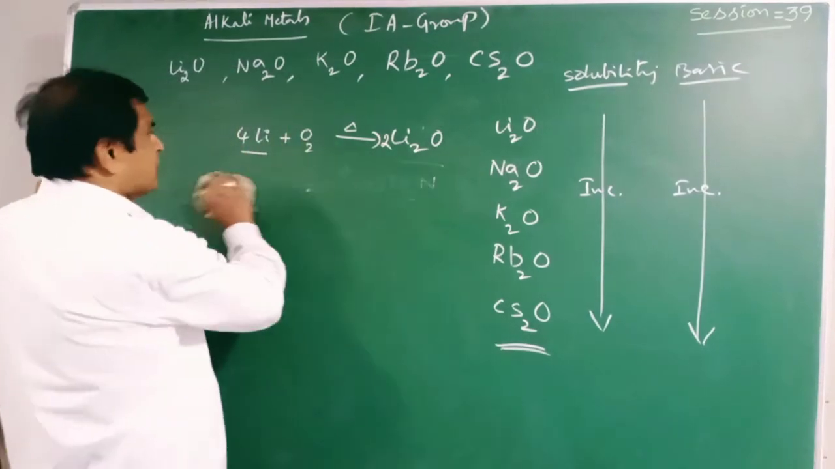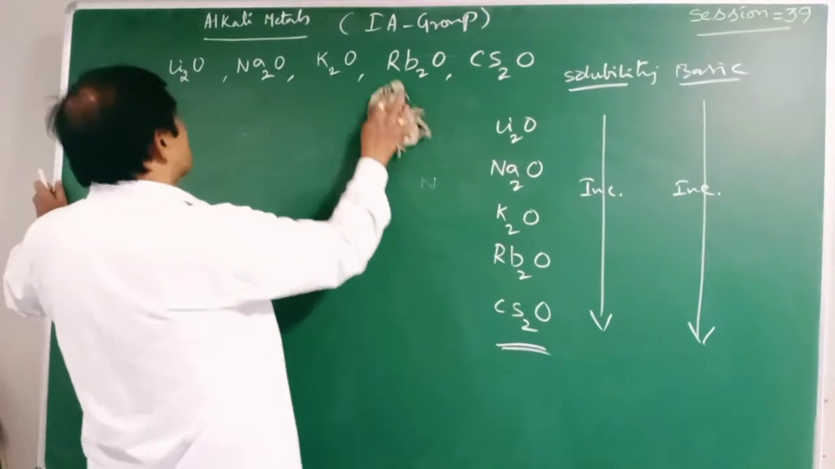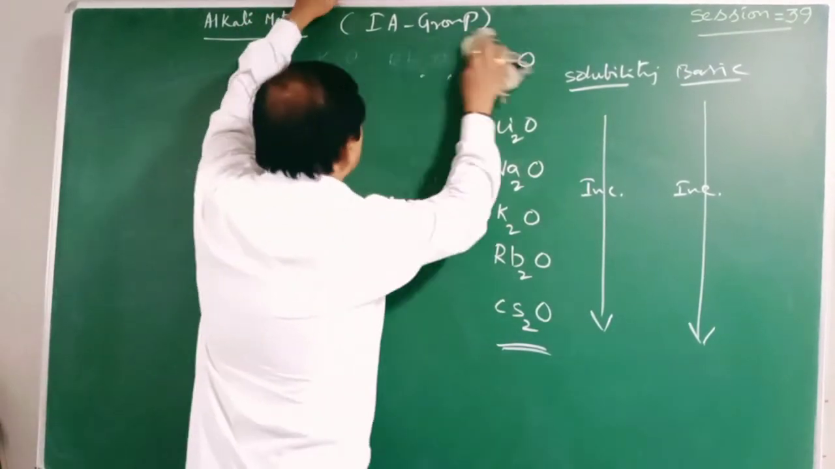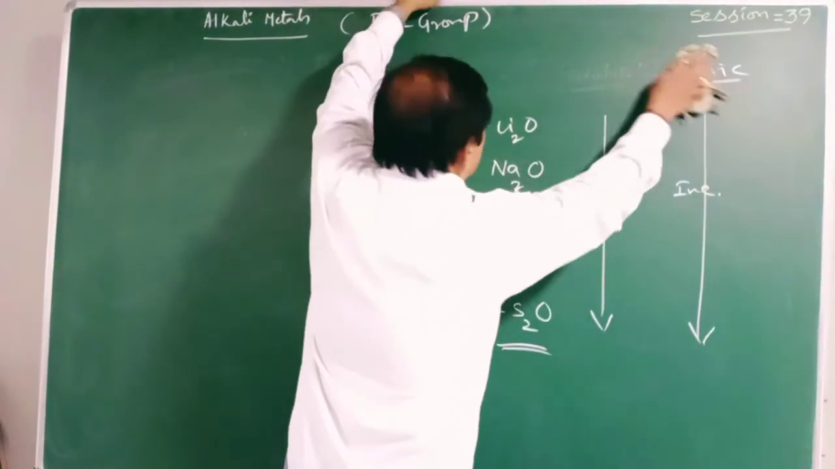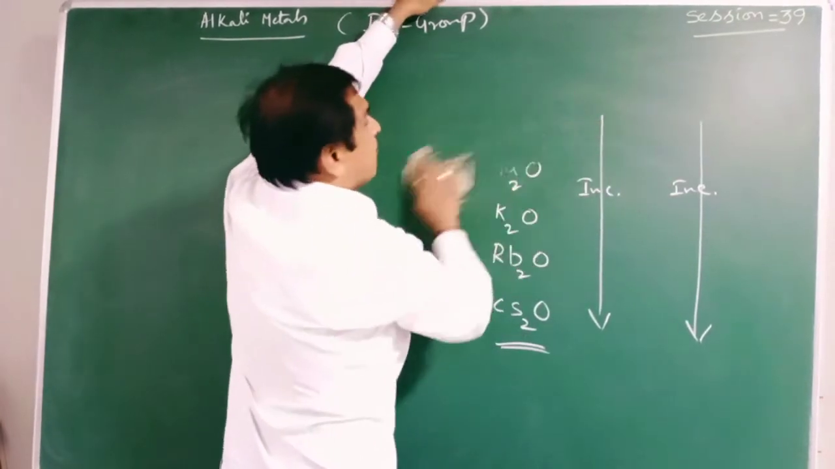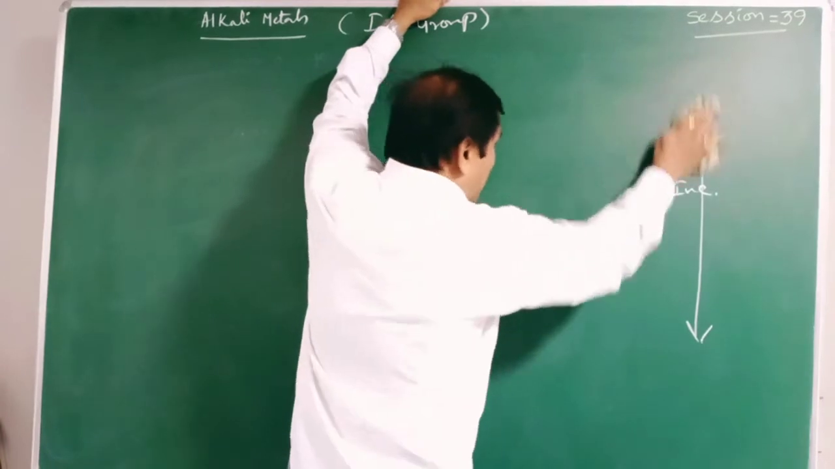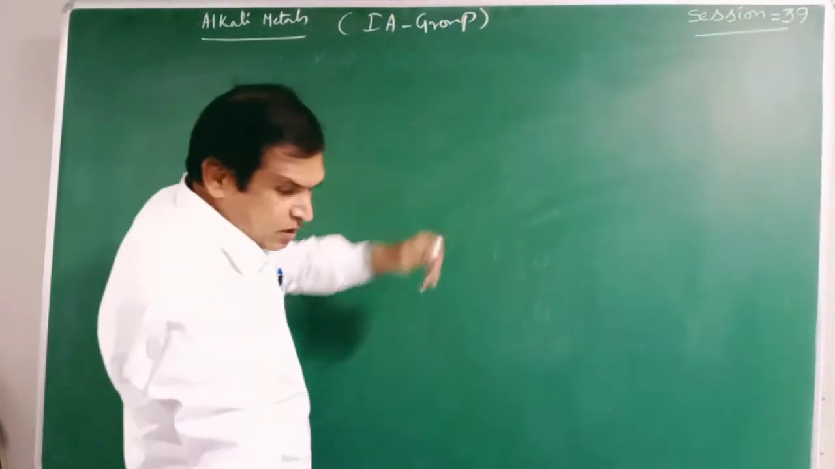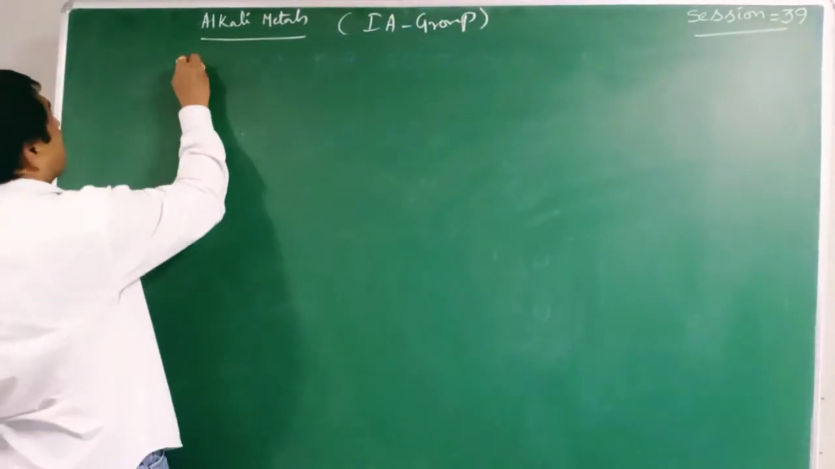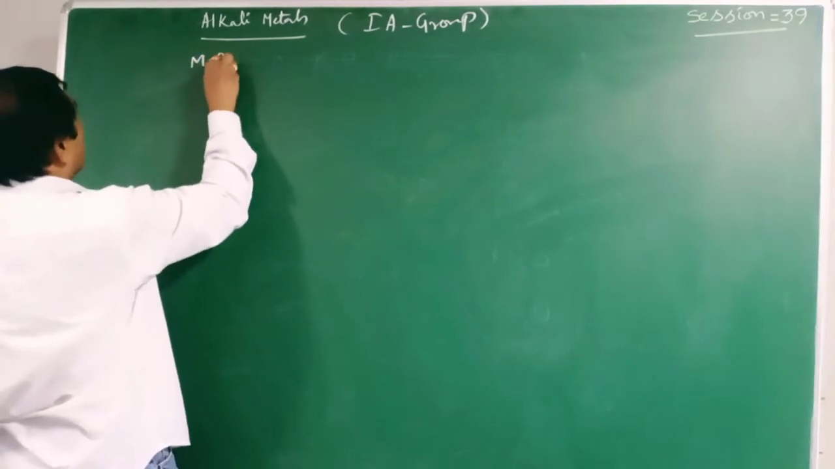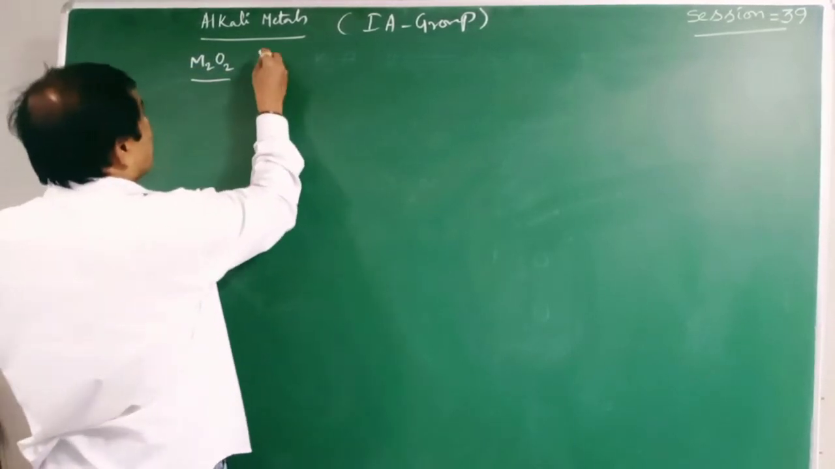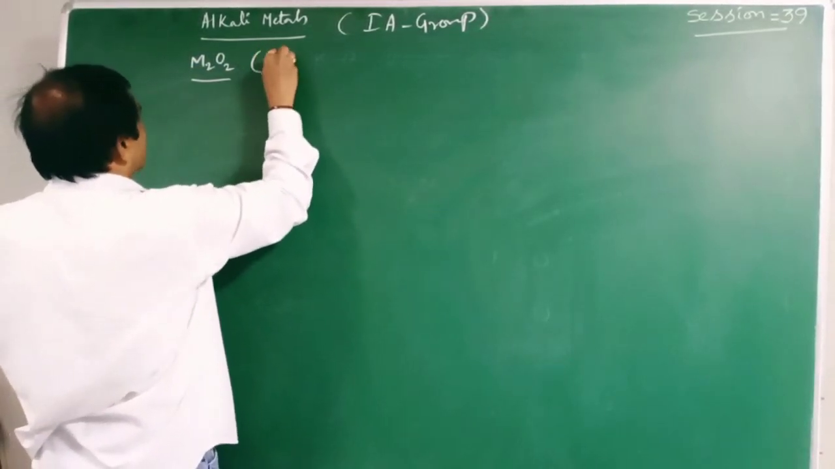Now coming to the next series of oxides. In addition to the monoxides, alkali metals can also form peroxides, M2O2 type of peroxides.